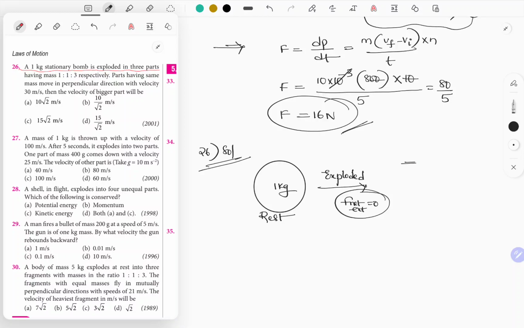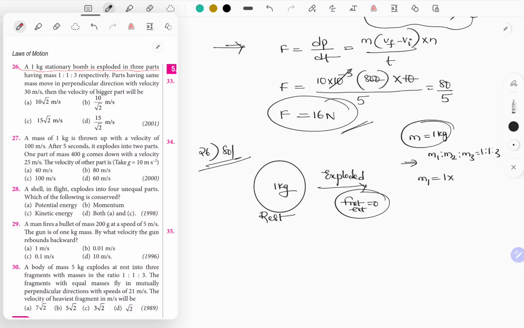So I gave you a short trick to find out the mass of the individual particles. m1 is to m2 is to m3 is equal to 1:1:3. So what about m1? What is the total mass of the object? Total mass of the object is 1 kg.